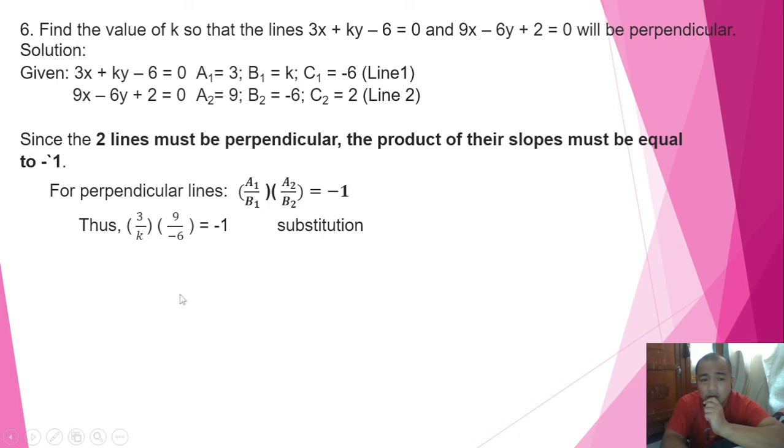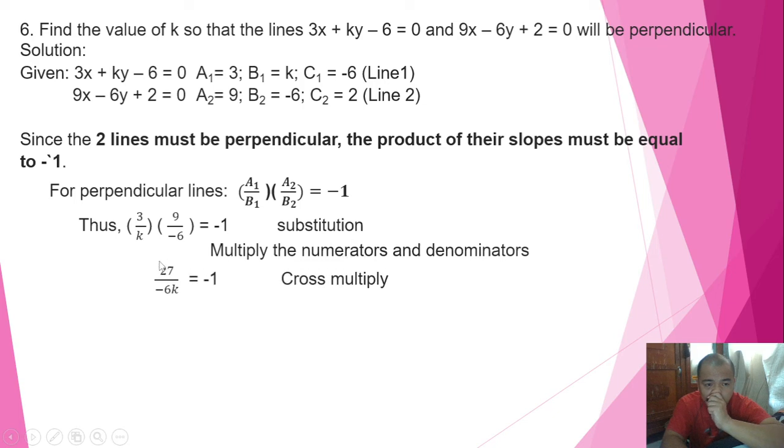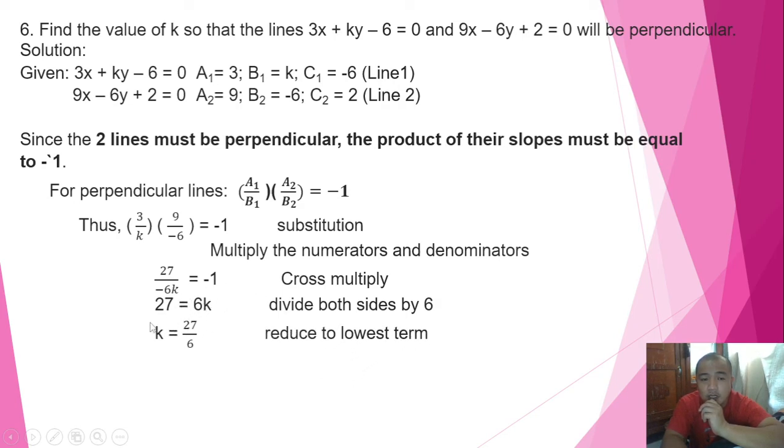So 3 times 9 is 27 over negative 6k. 27 over negative 6k equals negative 1. Cross multiply. 27 equals 6k. Divide both sides by 6. 27 over 6, reduce to lowest terms, 9 halves. Therefore here, k must be 9 halves so that these two lines will be perpendicular. Okay, did you understand, class?